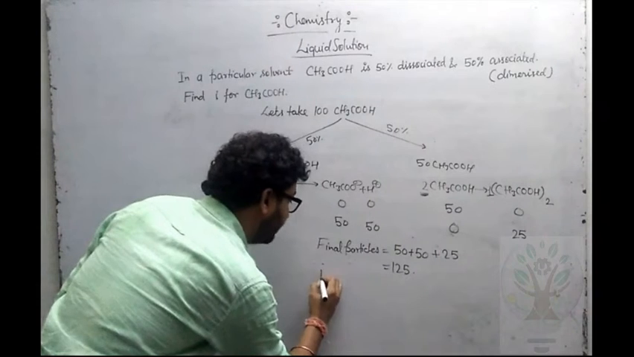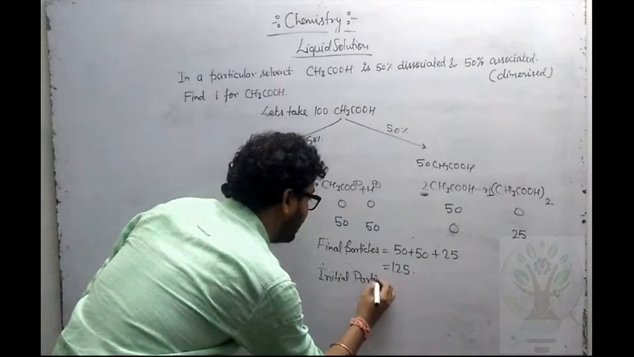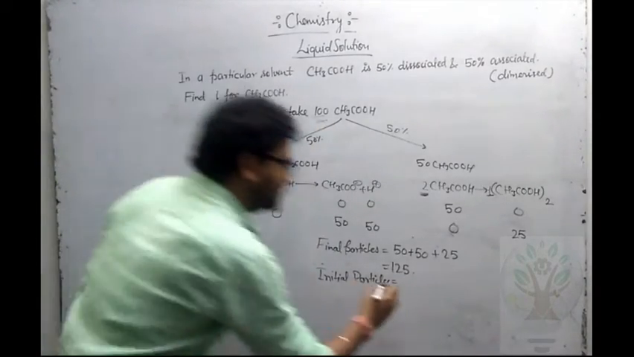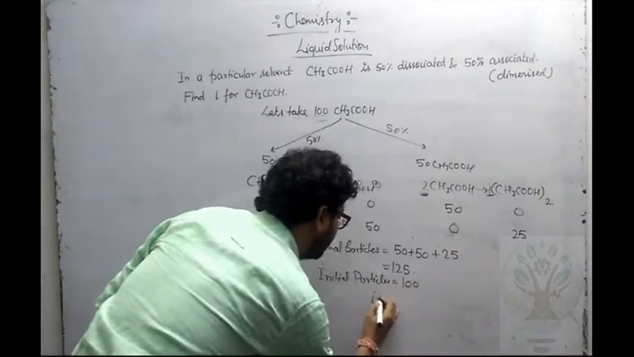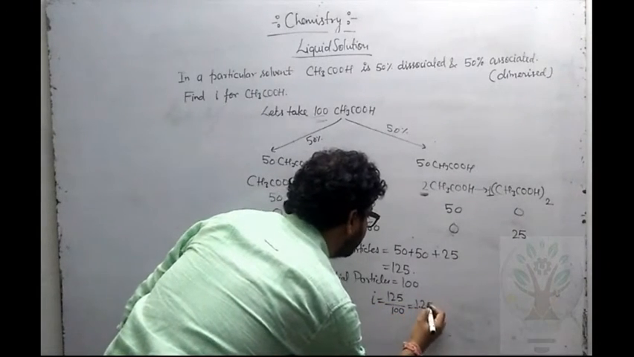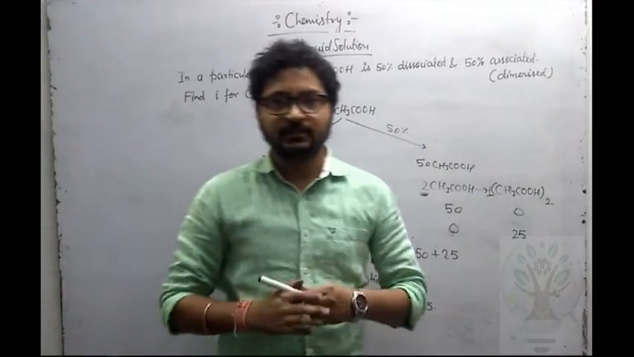And the initial particles, how many did I take? I took 100 particles. So 100. So i will be how much? 125 divided by 100 means 1.25. You're getting the same. Good. Let's move to the next problem.